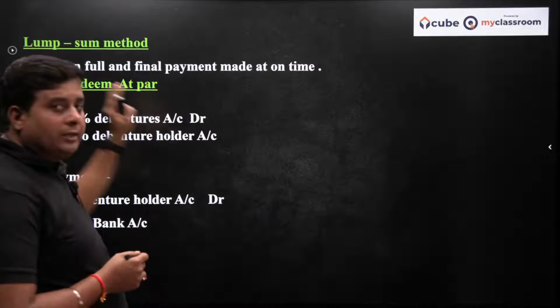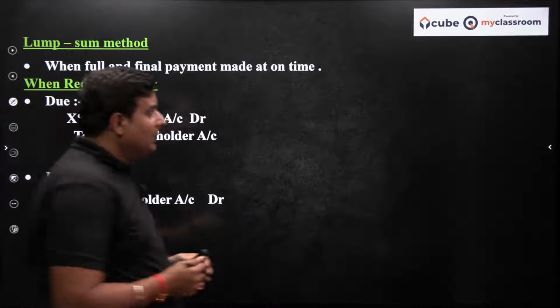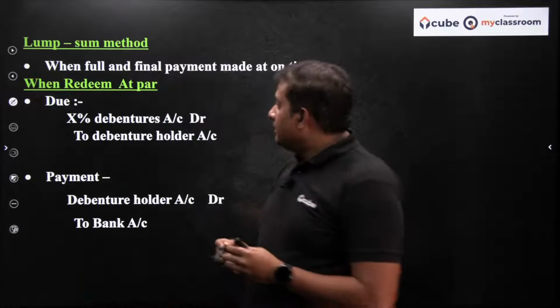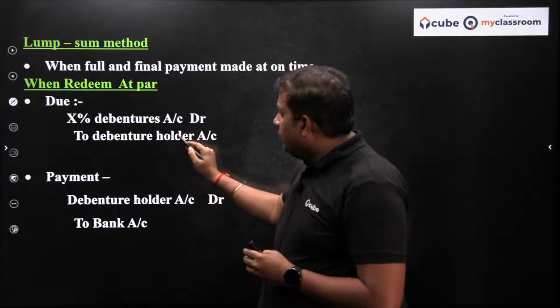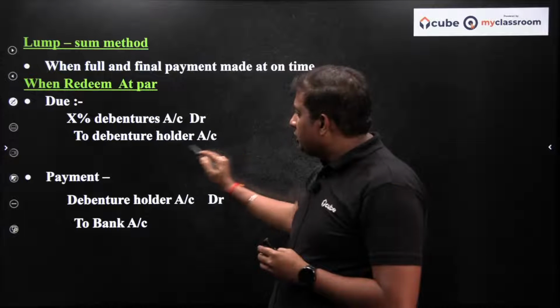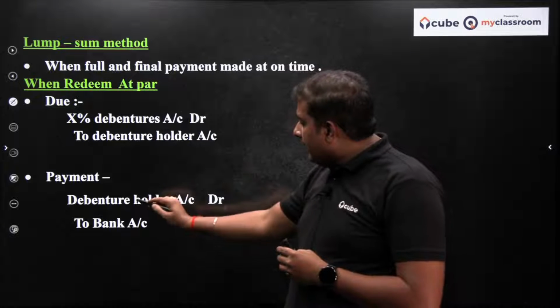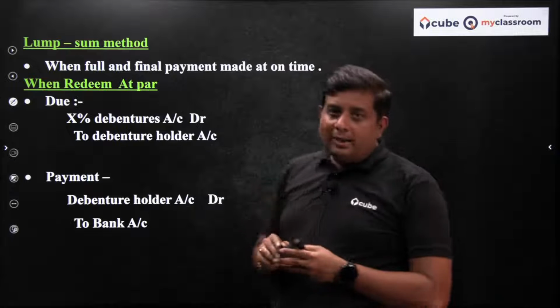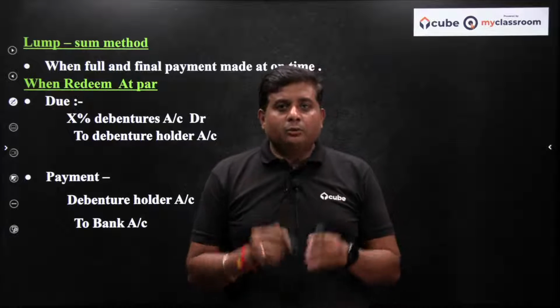Lump sum method means when full and final payment is made at one time. So let's understand this. Whenever the debenture is due, the entry should be X% debentures account debit to debenture holder, and debenture holder account debit to bank account. Now let's get into some logic.